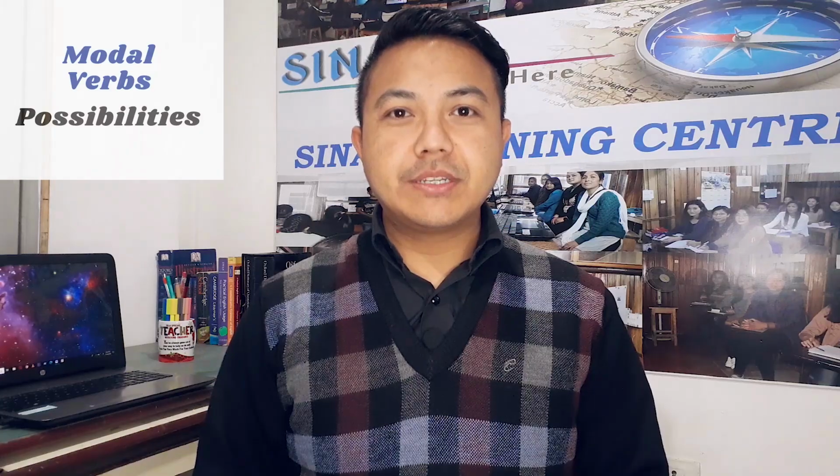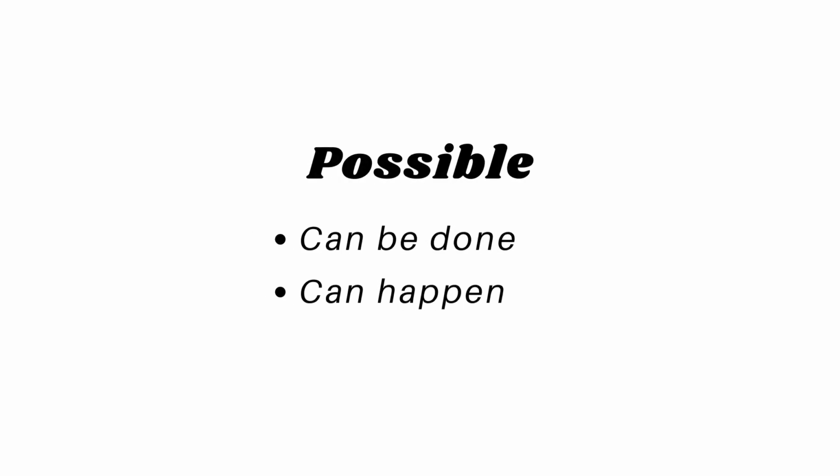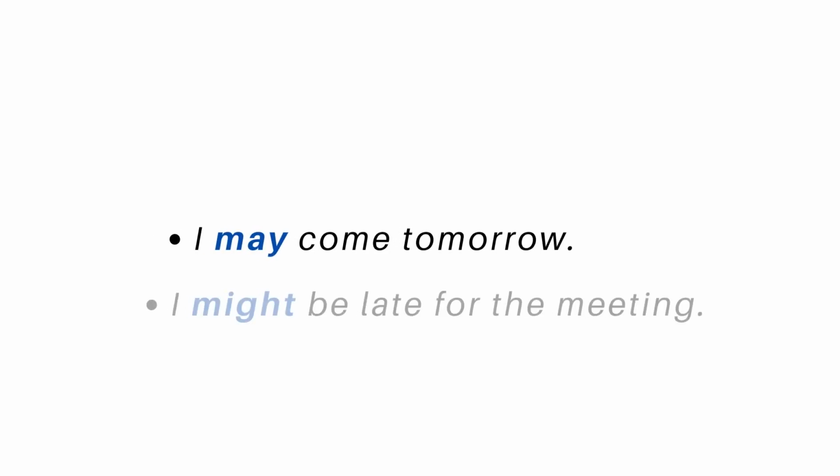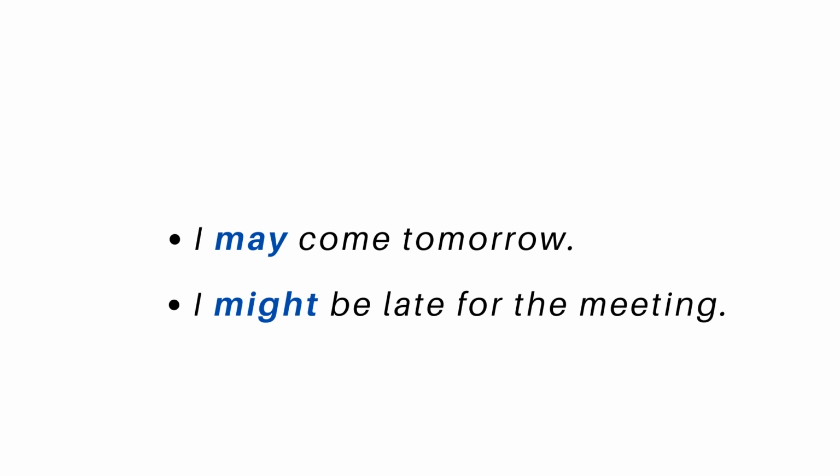Possibility comes from the word possible. If something is possible, it means there is a chance that it can be done or it can happen. May and might. We can use may and might to talk about present and future possibilities. For example, I may come tomorrow. I might be late for the meeting.